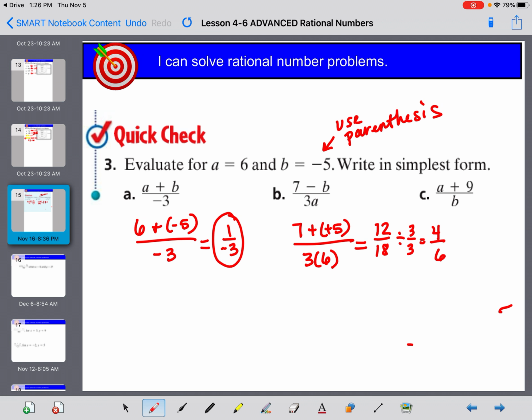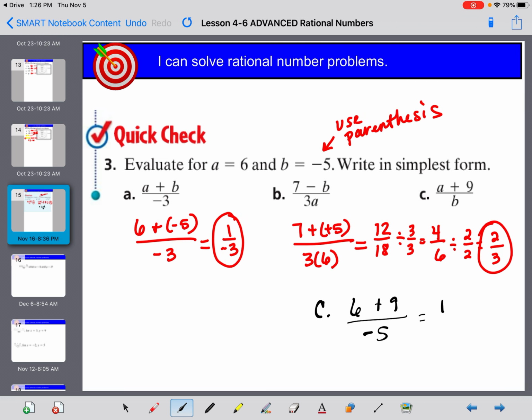I can't even think today. 4/6, but I'm not done yet. There's a bigger number. We could have divided by 6. Sorry about that. And I get 2/3. The last one, letter C. Let's see. 6 plus 9 all over negative 5. That equals 15 all over negative 5. When I reduce that, I get negative 3.